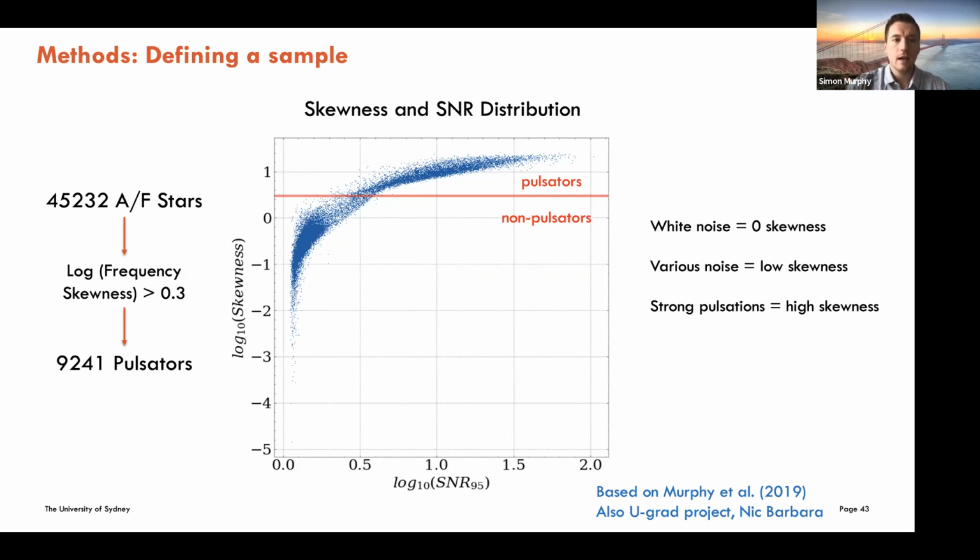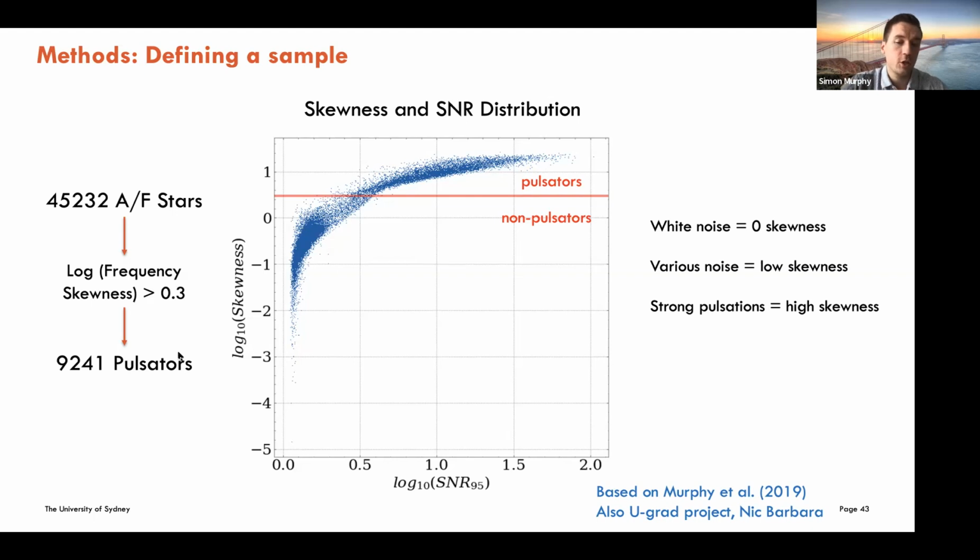And so you can see in this diagram, this is signal to noise on the x-axis and skewness on the y-axis, both in log form. There's a population of pulsators. Then there's a sort of rarefied gap, which is, I guess, stars that have either pulsations that are very low signal to noise, or there might be peaks that come from other sources. You might have some instrumental noise or something. And then there's a whole population of non-pulsators. And so somewhere you can draw a line that's going to divide pulsators from non-pulsators fairly well. And the threshold that Will used was 0.3 in log skewness. That gives him about 9,200 pulsators to work on.